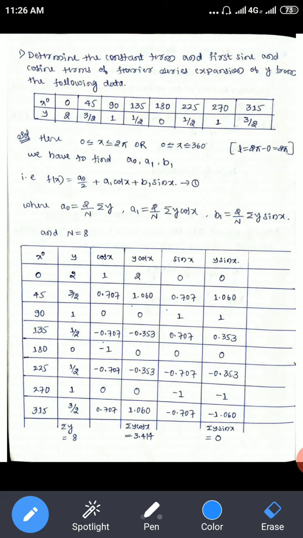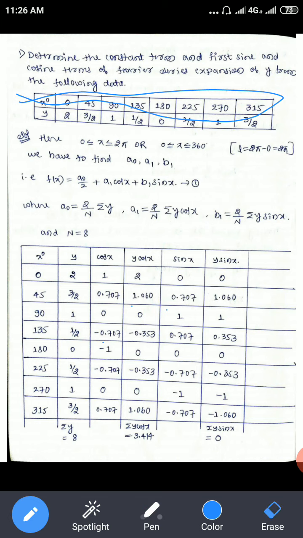x in degrees: 0, 45, 90, 135, 180, 225, 270, 315 degrees. If the values are in degrees, calculate in degree mode. If the values are in radians, calculate in radian mode. Radian means values like 2 pi, 3 pi, 4 pi, where pi appears in the values. Then calculate in radian mode.